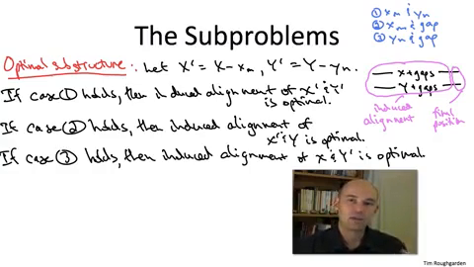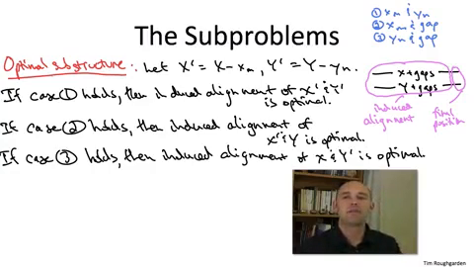In the second case, where the character little x sub m gets matched with a gap, the induced alignment, this time of x prime and y, has to be optimal in its own right. And in the third case, where little y sub n gets matched with a gap, the induced alignment, now of x and y prime, must be optimal.